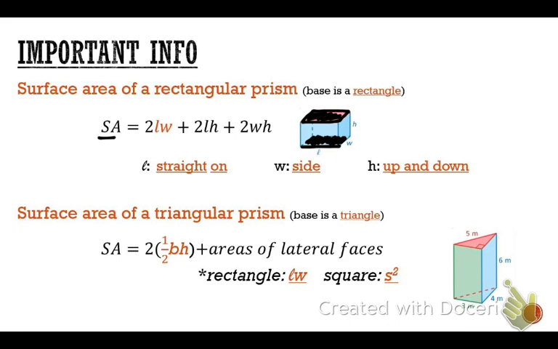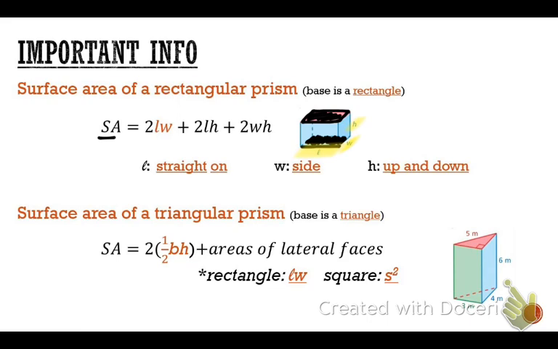The length is always going to be what you're looking at. So when you're staring straight at the figure, it's going to be this side right here, the side that you're looking at. Next up, the width is always going to be the one that comes off on the side. So you can see over here. And then the height is going to be what's up and down. We are familiar with how to find the height of different objects.